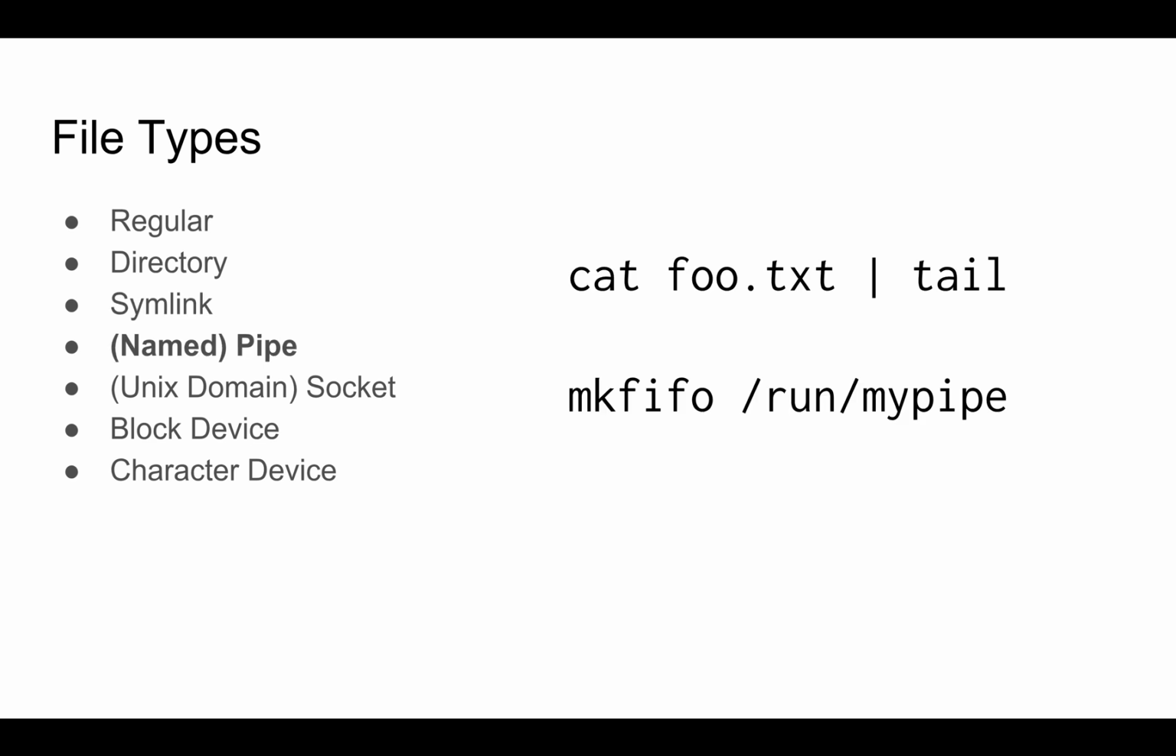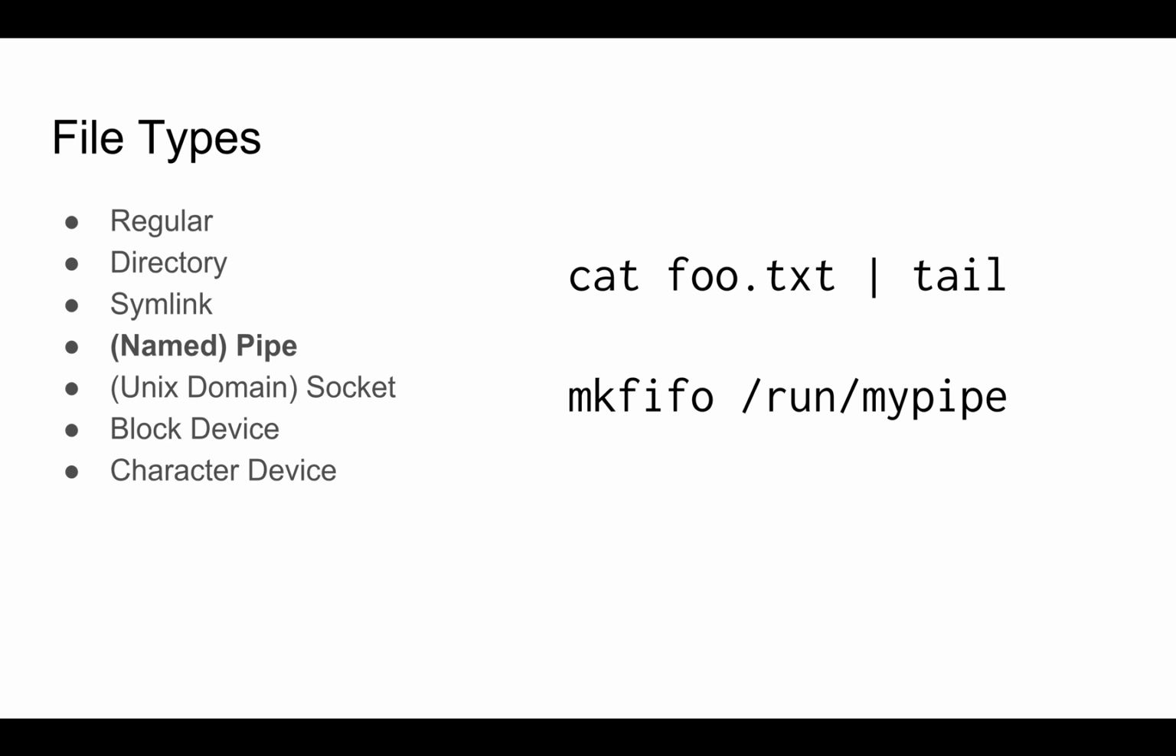Now things are going to get more interesting. So the next type of file is a named pipe. You'll probably be familiar with pipes made by the shell, like in this command we can see here: cat foo.txt piped to tail. In this case, bash makes a pipe when it runs these two commands. It runs cat, it runs tail, it makes a pipe, it connects the output of cat to the pipe, and it connects the output of the pipe to tail.